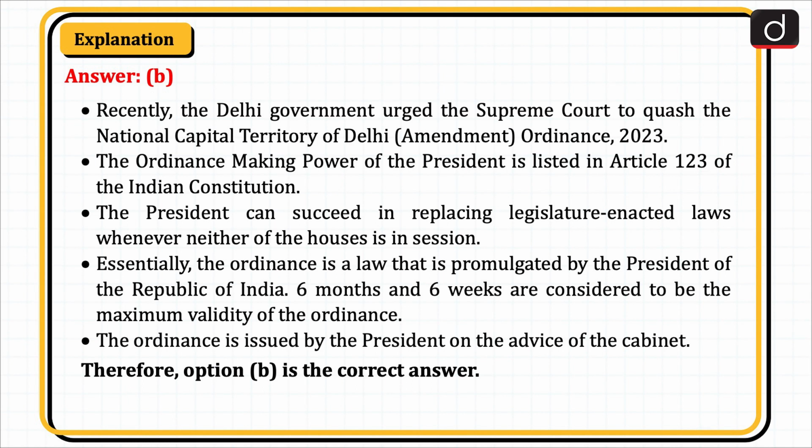The ordinance making power of the President is listed in Article 123 of the Indian Constitution. The President can succeed in replacing legislator enacted laws whenever neither of the houses is in session. Essentially, the ordinance is a law that is promulgated by the President of the Republic of India. 6 months and 6 weeks are considered to be the maximum validity of the ordinance. The ordinance is issued by the President on the advice of the Cabinet. Therefore, option B is the correct answer.